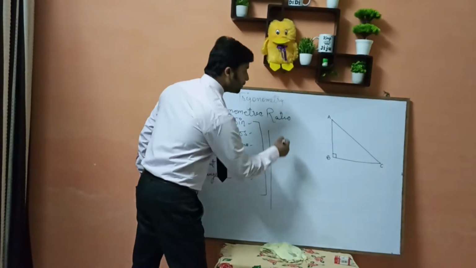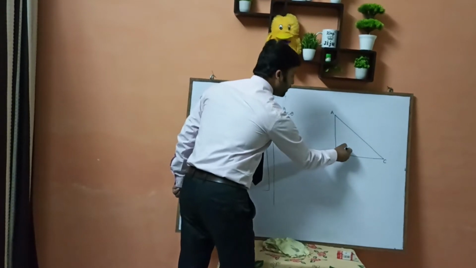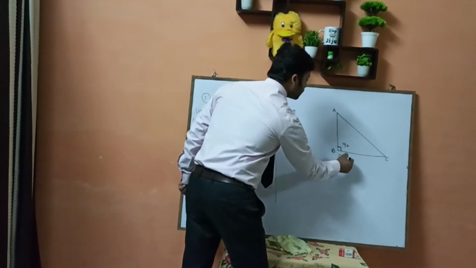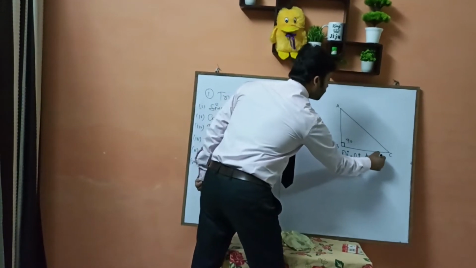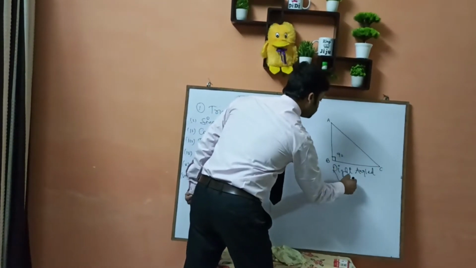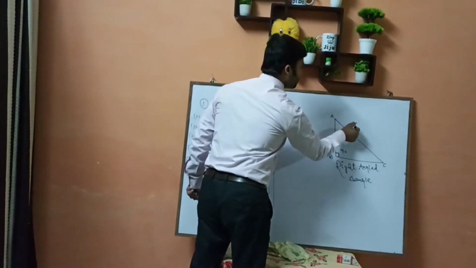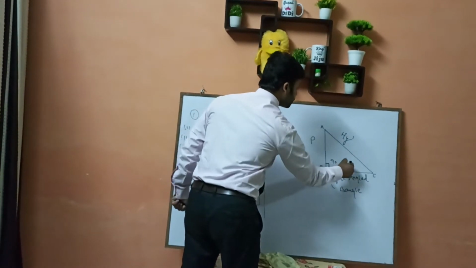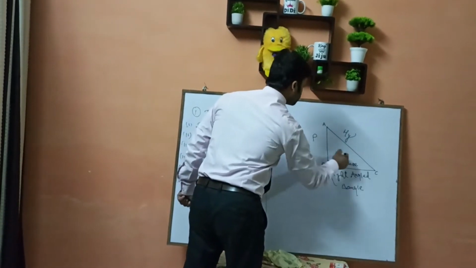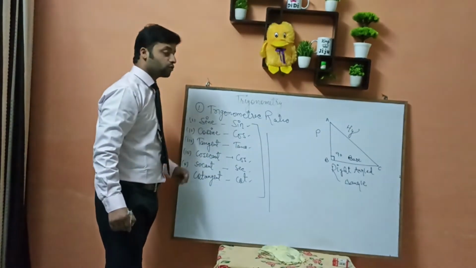Students, here we have the angle 90 degree, and this one is the right angle triangle. This side is known as the hypotenuse, this side is known as the perpendicular, and this side is known as the base. So how have these trigonometric ratios to be defined here?